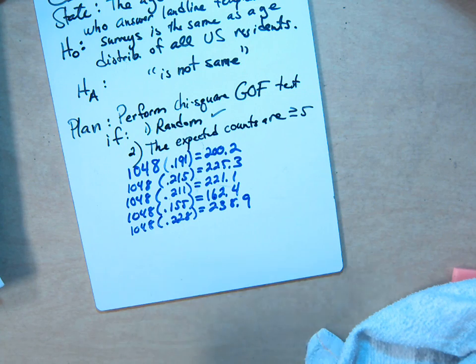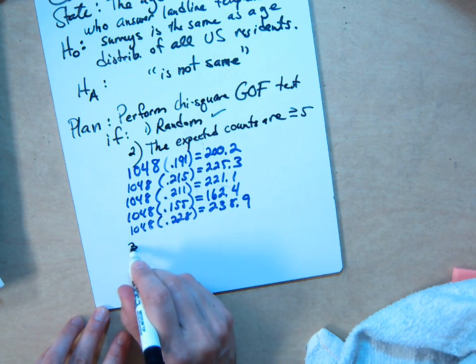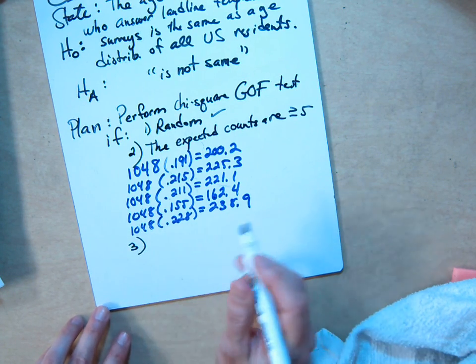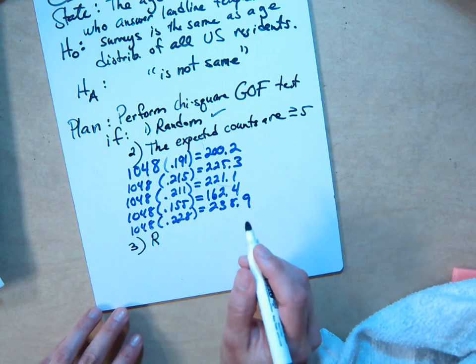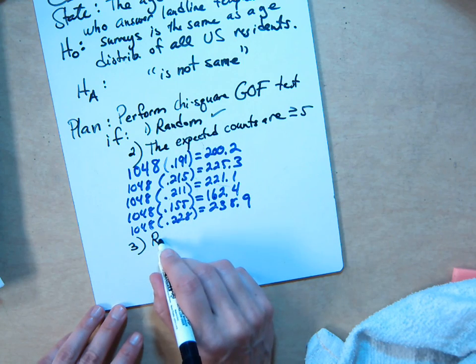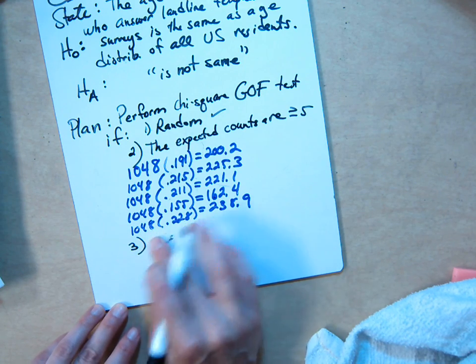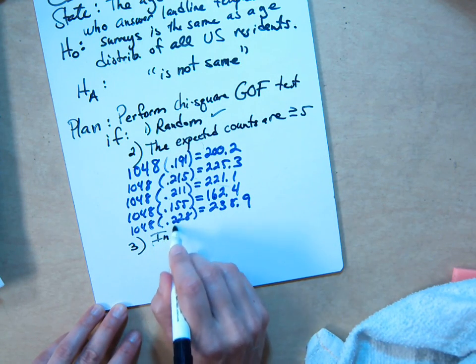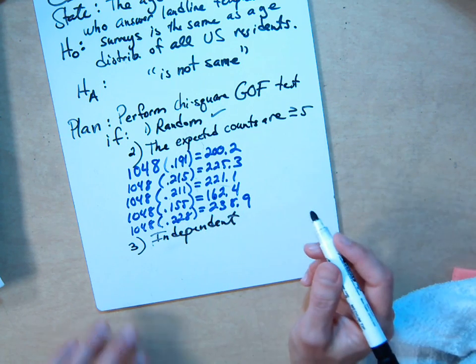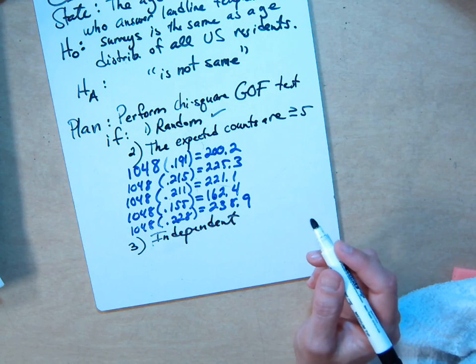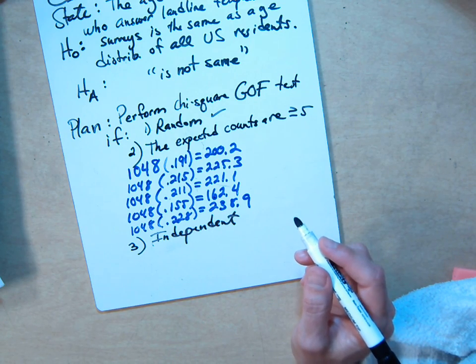And then 3 is the 10% condition. It's reasonable to assume there's at least 10 times 1048. So I'll just put independent and I'll put a check because we've done this so many times. But I'll say verbally, you would say it's reasonable to assume there are at least 10 times 1048 U.S. residents.